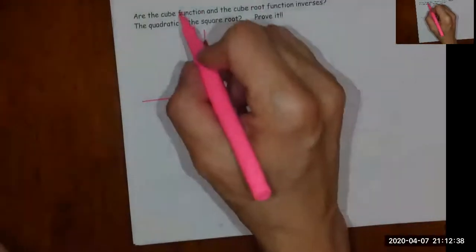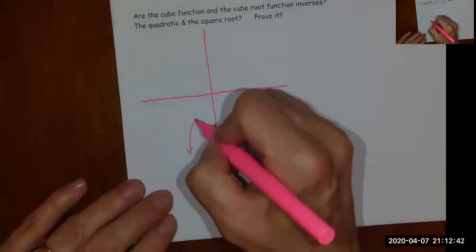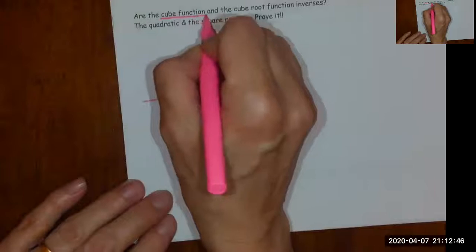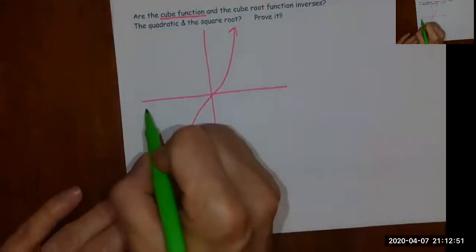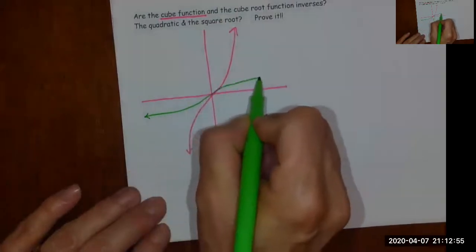So what does a cube function look like? Okay, that's one of our parent functions. There's the cube. And what does a cube root look like? Well, from your parent functions, cube root looks like this.